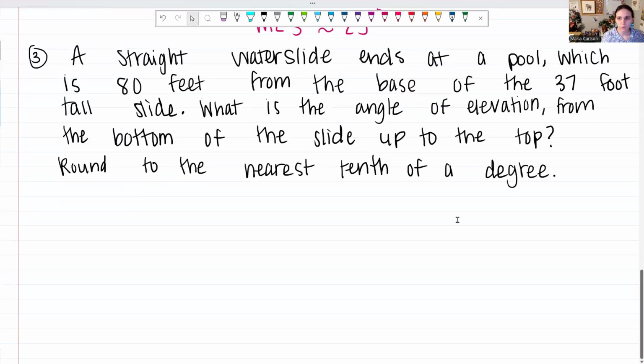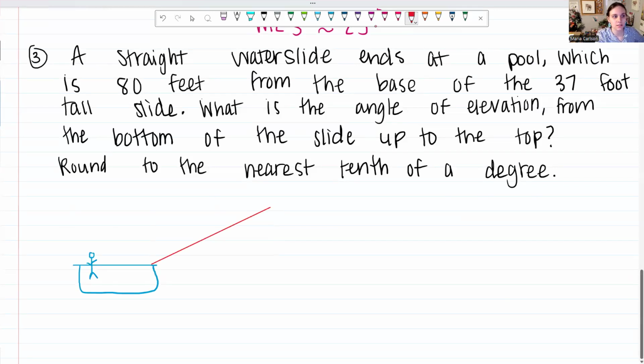So we have a straight water slide that is ending at a pool. So let's draw the pool first. Here's my little pool. Let me even make it a pool. There's some people even swimming in it. Look at that. Wow. Okay. But then we have this straight water slide. I'll do that in red that ends at the pool. We don't really know how long the slide is, but it is straight.